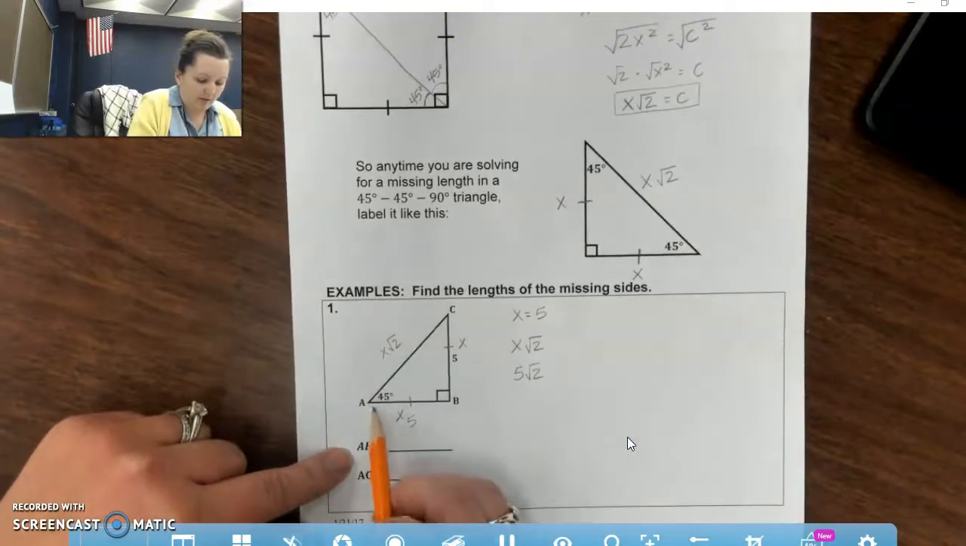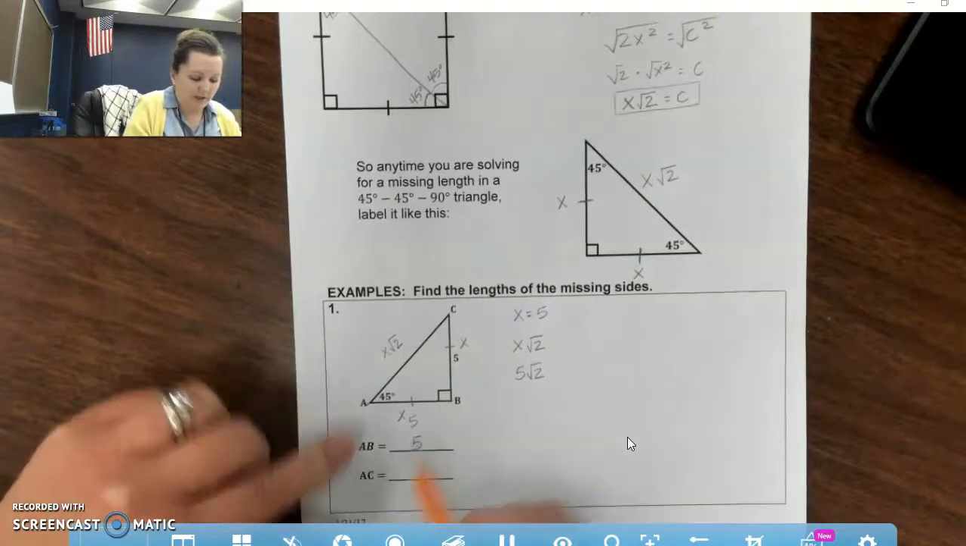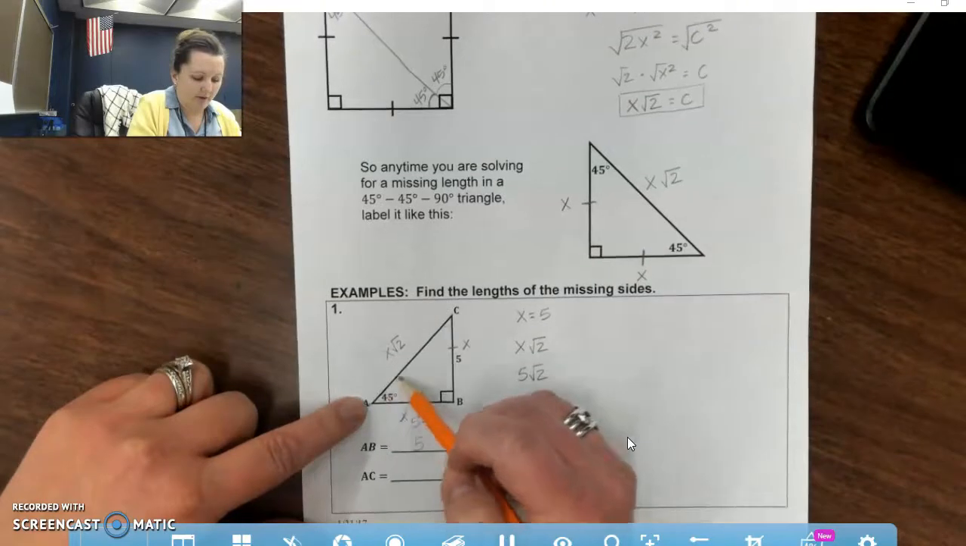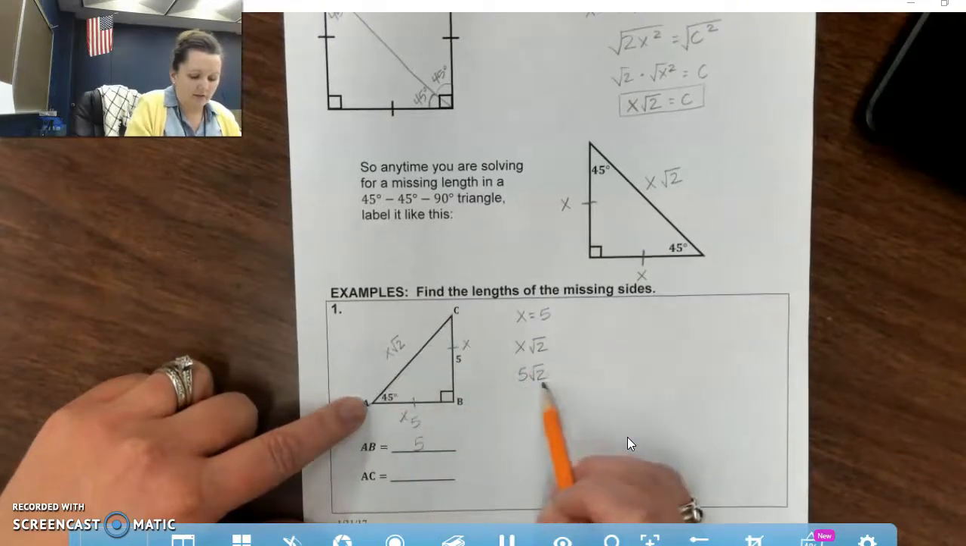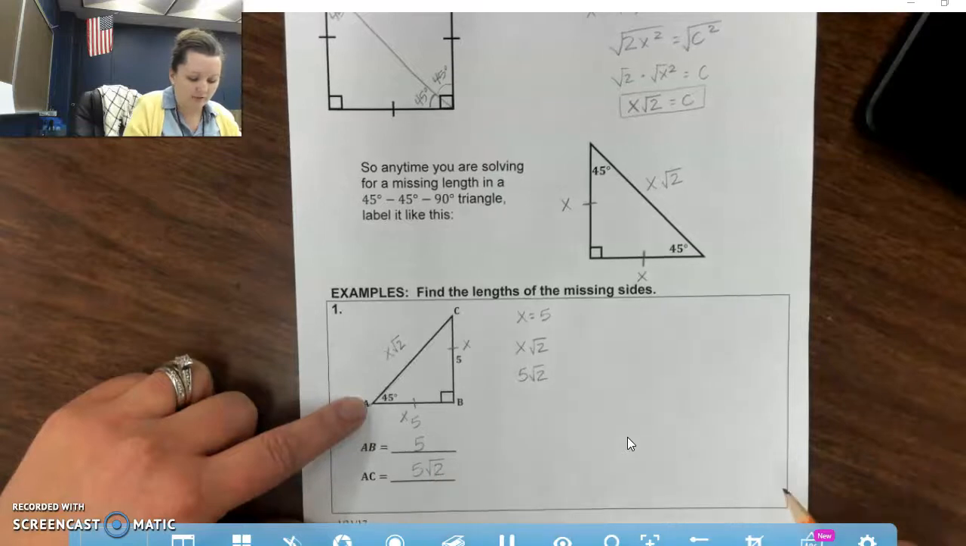So my AB, A to B, that's 5 because I know my legs are congruent. And A to C, my hypotenuse here, is 5 root 2 because x equals 5, and I just plug it in for that x value, 5 root 2. Let's do a different one.